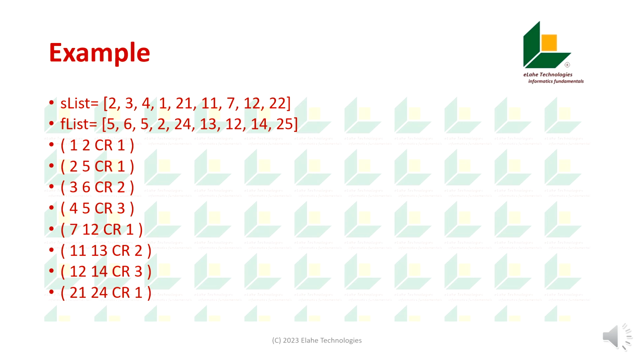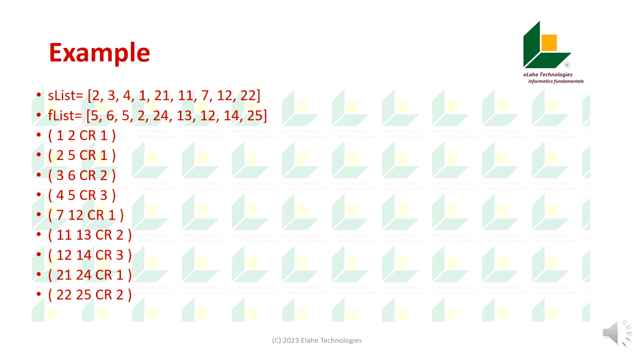The next event has a start time of 21 and a finish time of 24. When it starts, all classrooms are free. The event is allocated to classroom 1. The last event to be scheduled has a start time of 22 and a finish time of 25. When it starts, classroom 1 is occupied. The event is allocated to classroom 2.